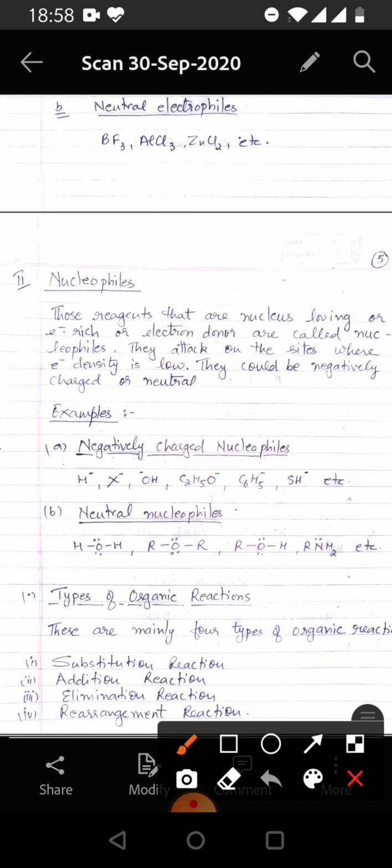Those reagents that are nucleus loving or electron rich or electron donors are called nucleophiles. They attack on the sites where electron density is low. They could be negatively charged or neutral. If we take the example of negatively charged nucleophiles, it is H minus, X minus, OH minus, C2H5O minus, C6H5 minus, SH minus, etc. And if we take the example of neutral nucleophiles, then it is water, ether, alcohol, RNH2, etc. So, basically we see that Lewis bases are nucleophiles.